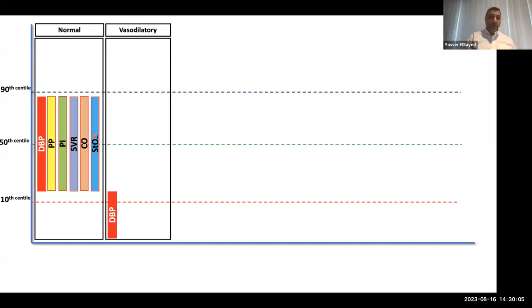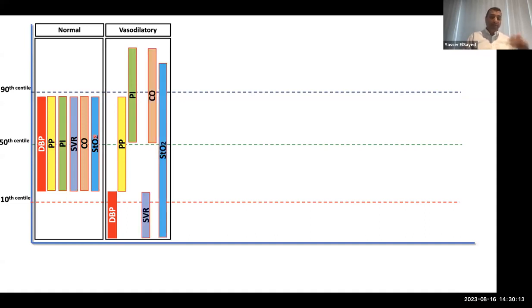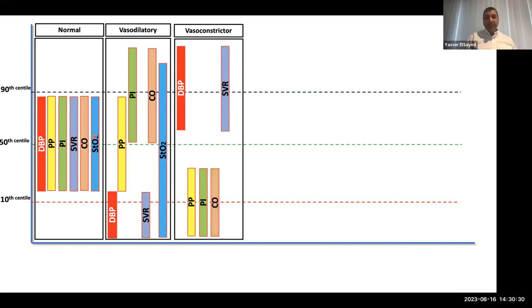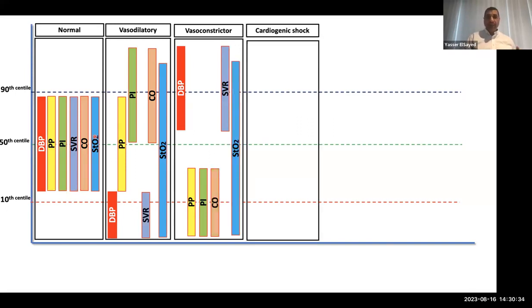When you have vasodilatory shock, you have low diastolic blood pressure with normal pulse pressure, high perfusion index, low systemic vascular resistance, high cardiac output, and variable tissue oxygen saturation according to the degree of autoregulation or the degree of compensation. Vasoconstrictor physiology, you have high diastolic blood pressure, narrow or low pulse pressure, low perfusion index because of poor peripheral perfusion, high calculated systemic vascular resistance, low cardiac output, and variable tissue oxygen saturation.